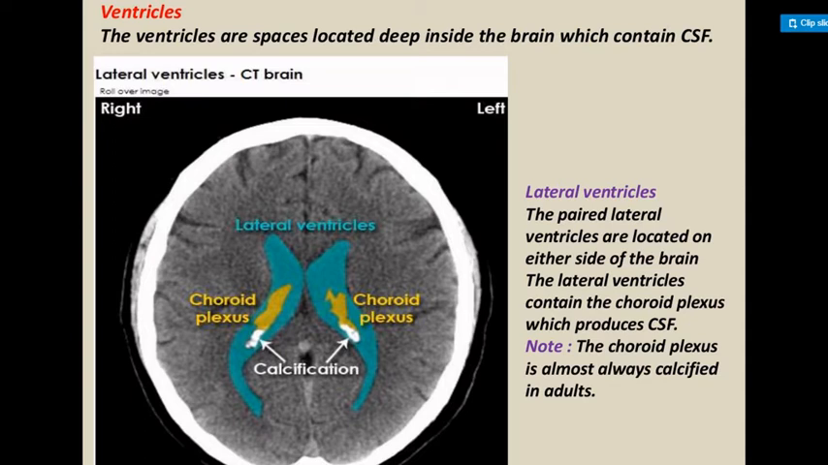So, the choroid plexus produces CSF. Note, the choroid plexus is almost always calcified in adults, as shown here in this picture. Look to the arrow, the white arrow.